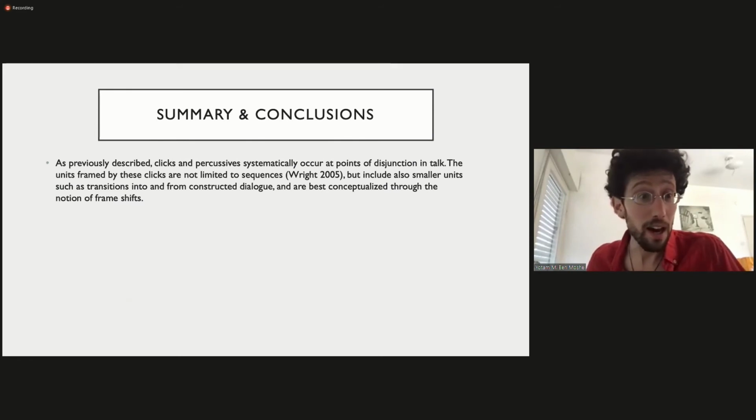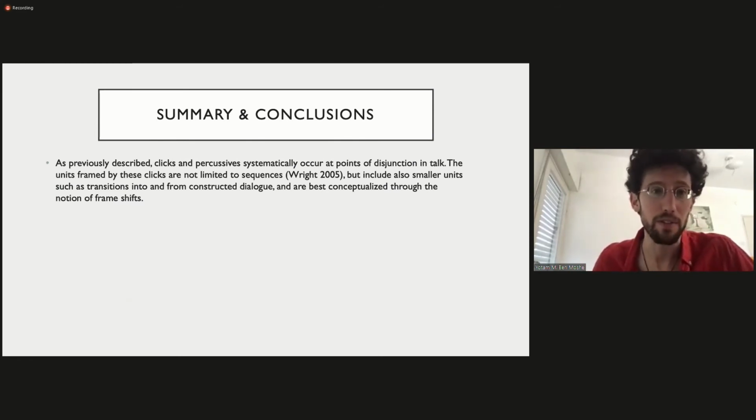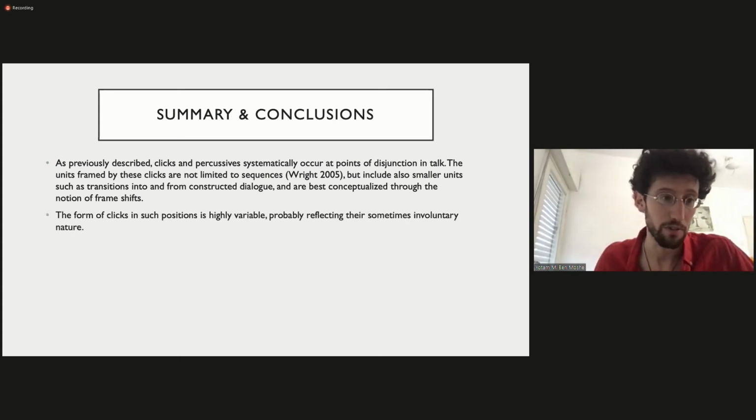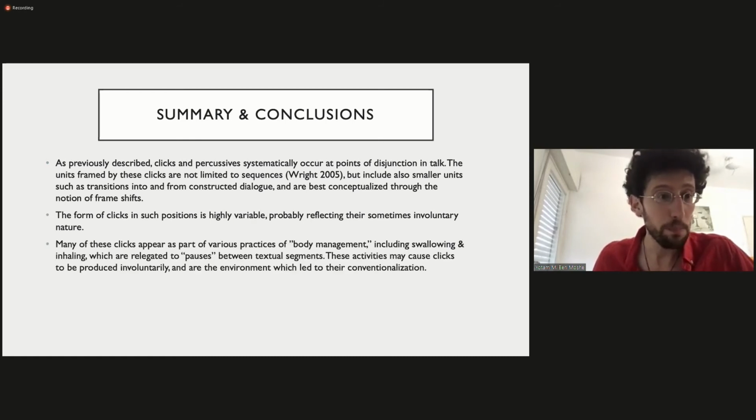To conclude, as previously described, clicks and percussives systematically occur at points of disjunction in talk. The units framed by these clicks, however, are not limited to sequences, but include also smaller units such as transitions into and from constructed dialogue, and are best conceptualized through the notion of frame shifts. The form of clicks in such positions is highly variable, probably reflecting their sometimes involuntary nature. Many of these clicks appear as part of various practices of body management, including swallowing and inhaling, which are relegated to pauses between textual segments. These activities can cause clicks to be produced involuntarily and are the environment which led to their conventionalization.